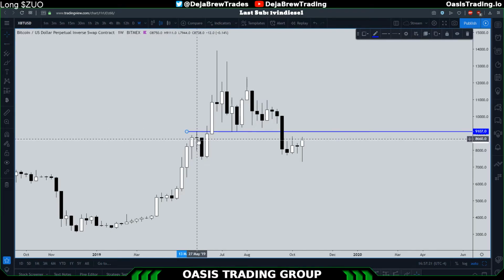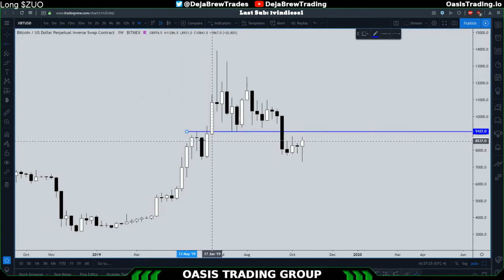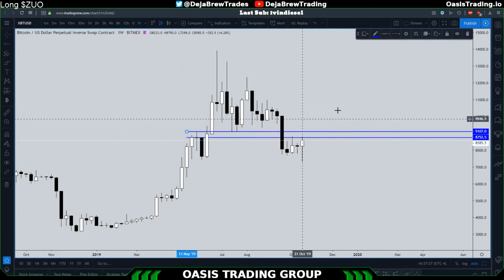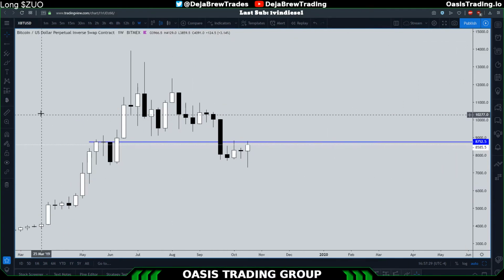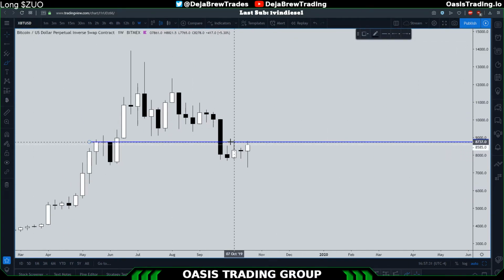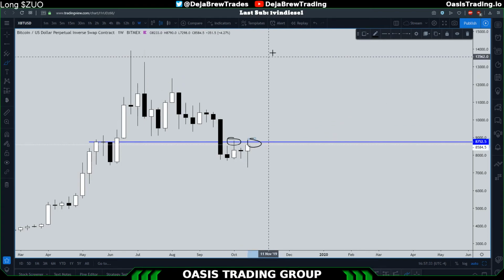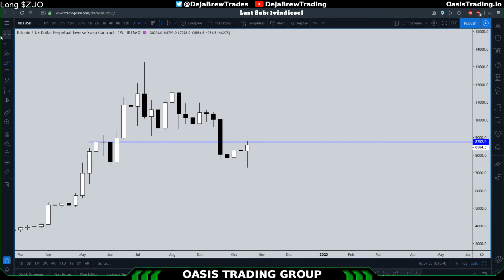Not only the bodies are strong, the wicks are strong as well. And then look at the body here. If you take the body, look at where we're failing. We have a resistance being put in on both of these highs.